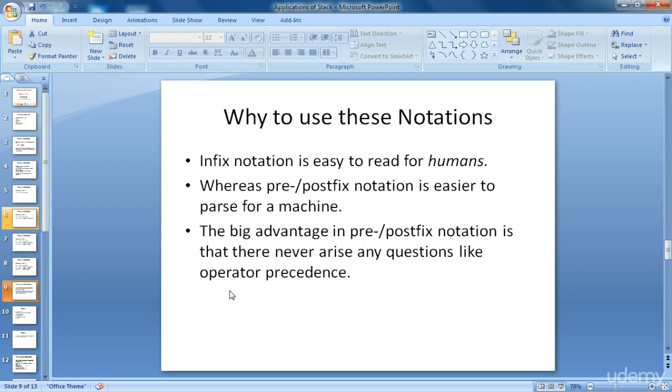So why do we use these notations, why are we converting these into other expressions? Because infix notation is easy to read for humans, whereas postfix and prefix notations are easier for a machine to parse. The biggest advantage of prefix and postfix notation is that the problems of order precedence and brackets never arise.